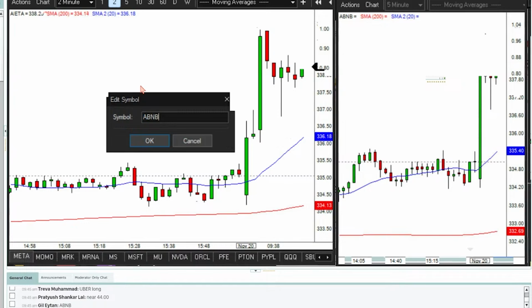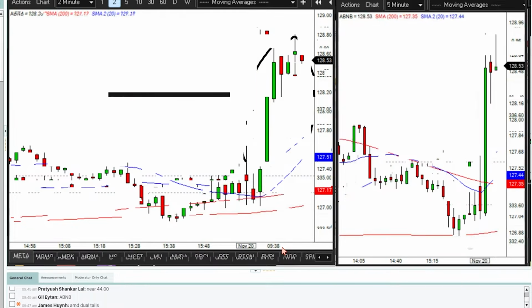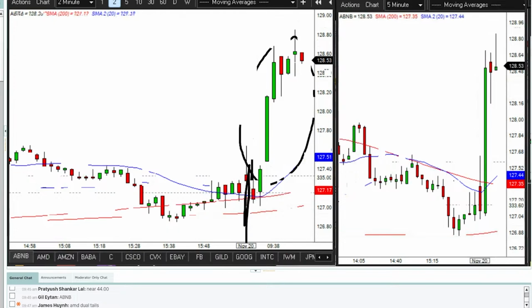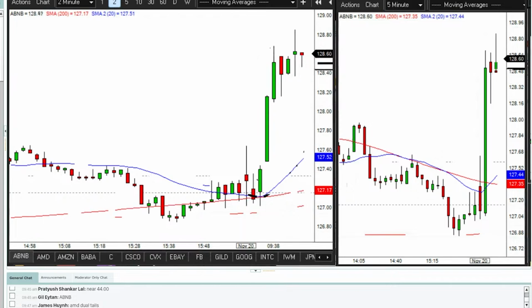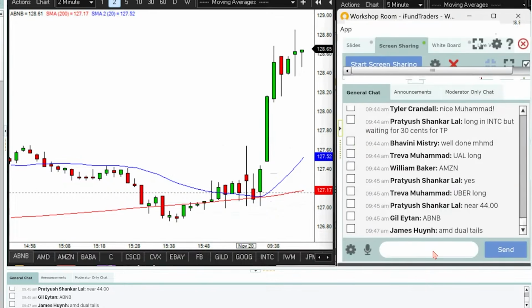ABNB, Airbnb, again, look at most of its life is above. It's not splitting the baby. Good. All right. I like that move off the 200. And remember, guys, you can always remove the tails if you're not playing the tail. Remove the tail for greater clarity. And boom, this green takes out the red. Boom, protection. Rest is history. Gotta love that sound.